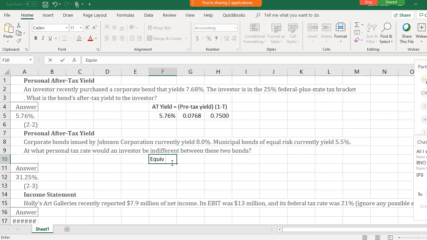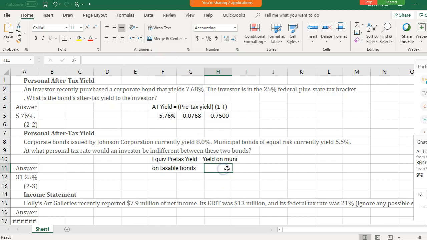So equivalent pre-tax yield on taxable bonds equals, I'm going to put this at the top part here, the yield on a municipal bond. I'll just call it a muni. And then we divide that by 1 minus t. So we just take 1 minus t. So kind of just think the equivalent pre-tax yield on taxable bonds equals the yield on a municipal bond divided by 1 minus t. Okay.